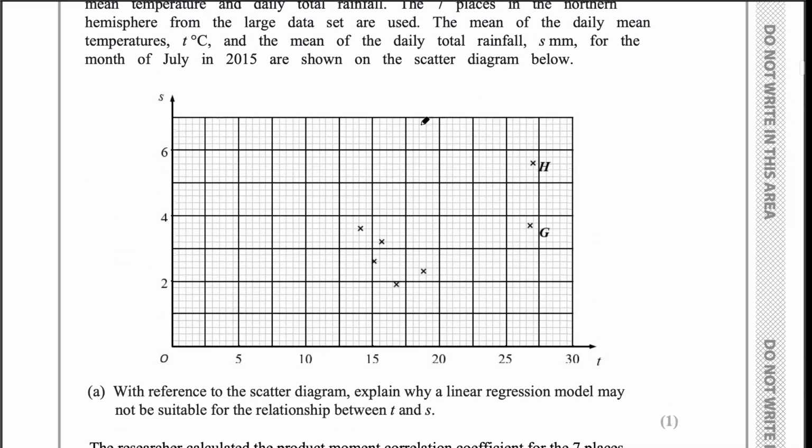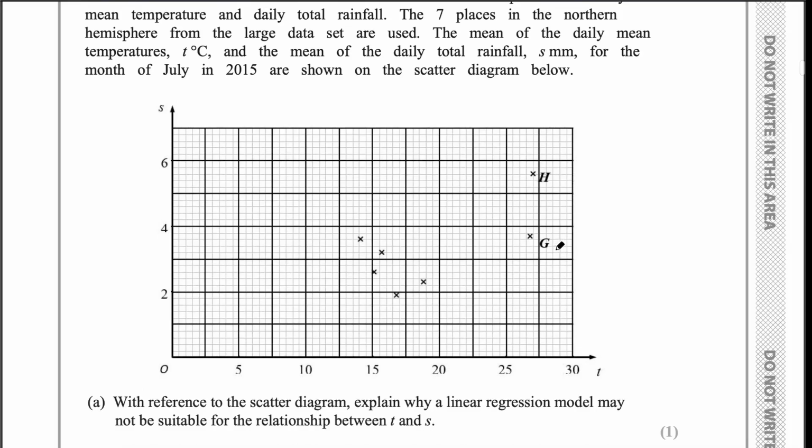Alright, looking at this scatter diagram, the first thing that strikes me is that there's not really a linear trend going on here. I guess you could, maybe if you removed these two outliers, have a general negative trend going on there. But given that we only have 7 data points, removing 2 of them is perhaps not appropriate. Maybe if there was a larger sample of data.